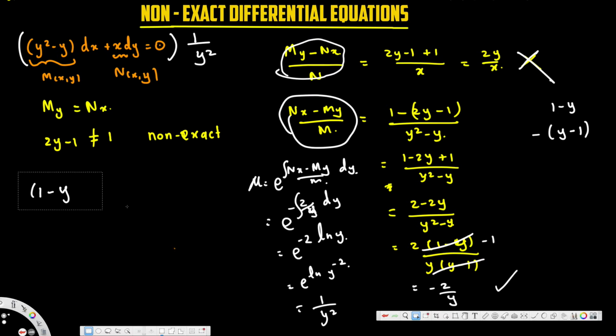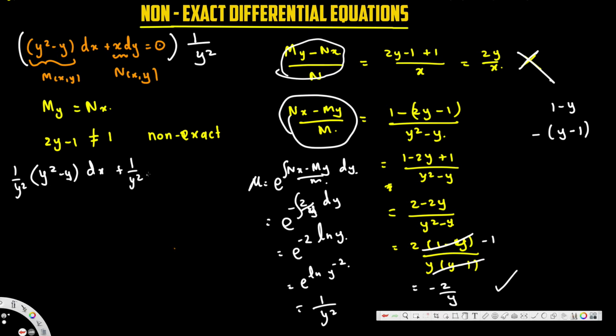Let's do it from the beginning. Now, y squared minus y multiplied by 1 over y squared, dx, plus 1 over y squared times x, dy, is equal to 0.